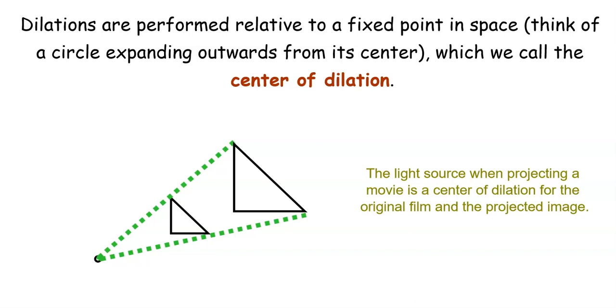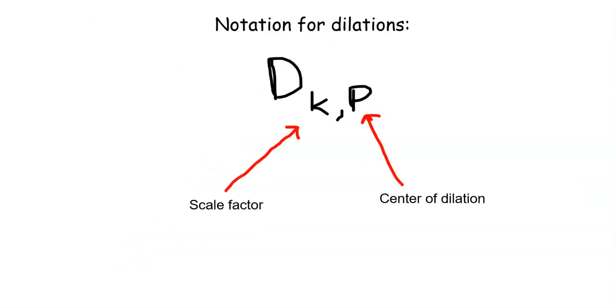One last piece we have to talk about as it relates to the terminology and notation around dilations is how we represent it. We represent it using subscript. The basic notation for dilations is D subscript K, comma P. K is the scale factor, P is the center of dilation.